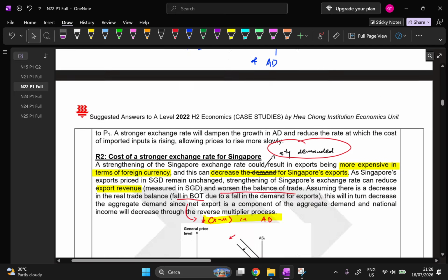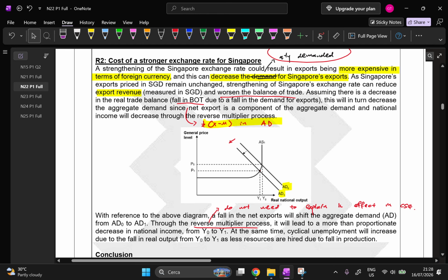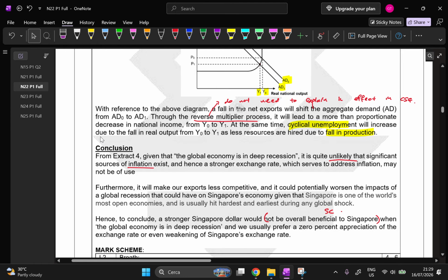And then ultimately, you need to link to as many macro goals as possible. So I talk about growth, I talk about price stability, I link to cyclical unemployment. Why cyclical unemployment? Because if I have a fall in real national output from Y0 to Y1, then firms incentivized by profitability will cut back on their employment of factors of production, including labor, because labor is in derived demand. Understand? Fantastic.